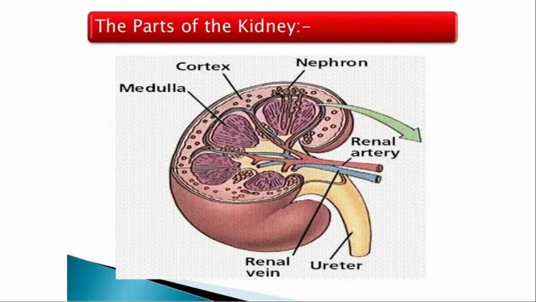The parts of the kidney. You can see the dissection of the kidney: medulla, cortex, nephron, renal vein, ureter and renal artery. So these are the main parts of a kidney.